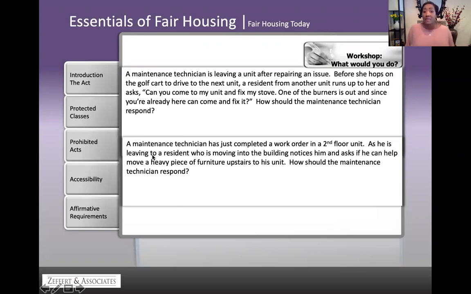Here's another workshop. A maintenance technician has just completed a work order in a 2nd floor unit. As he is leaving, a resident who is moving into the building notices him and asks if he can help move a heavy piece of furniture upstairs to his unit. How should the maintenance technician respond? Well, you've got to be very careful not to do this on the maintenance side.